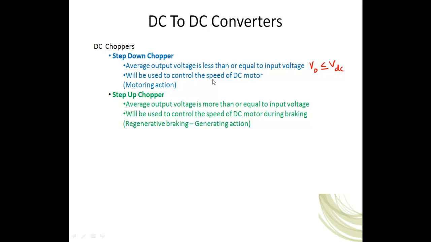It is used to control the speed of the DC motor, that is, motoring action. When the DC motor is operating as a motor, its speed is controlled by this. The step up chopper is like a step up transformer. In this case, the average output voltage will be more than or equal to the source voltage. This is used to control the speed of the DC motor during braking, which is called regenerative braking. That means the motor operates as a generator, so this is generating action. One is used for the normal motor application, the other for the braking application.